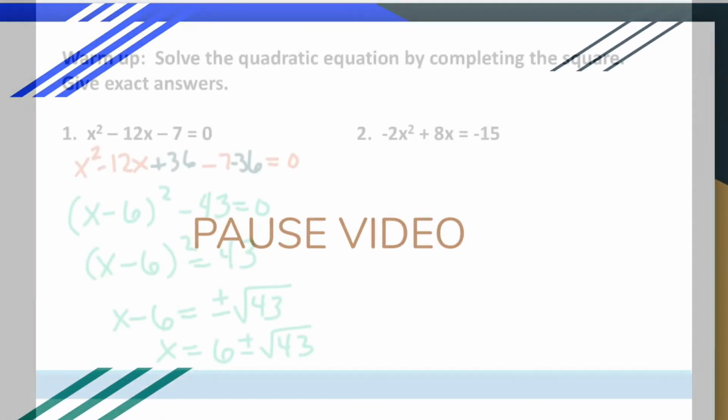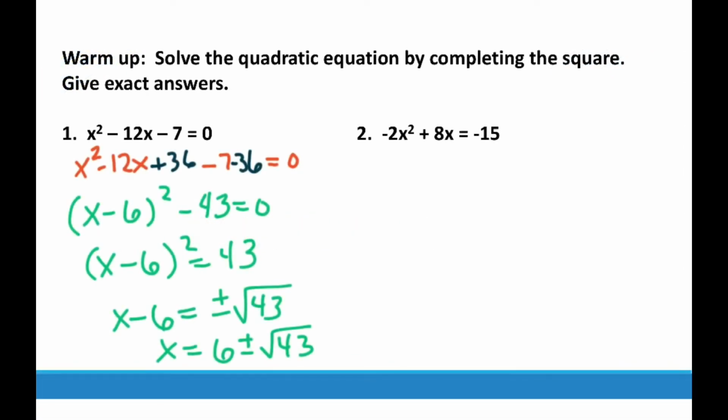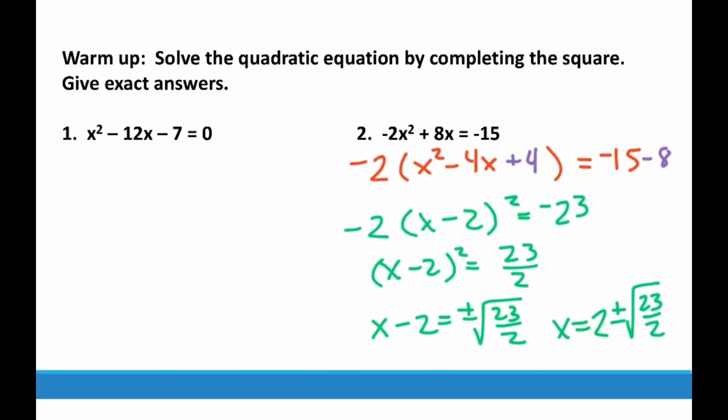Okay, number one. This is how it works out. You should have x is equal to 6 plus or minus the square root of 43. You can pause and look at the steps if you need to. For number two, you'll get x is equal to 2 plus or minus the square root of 23 halves. And just notice that right here, I subtracted 8, so I'm going to subtract 8 from the other side.